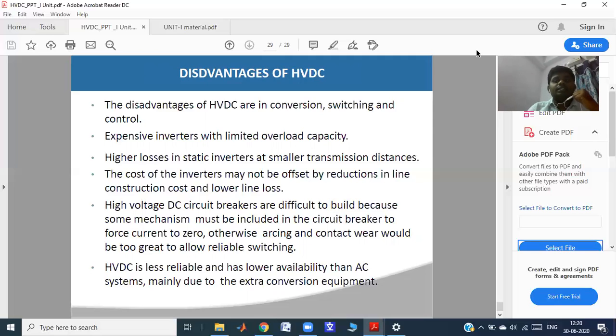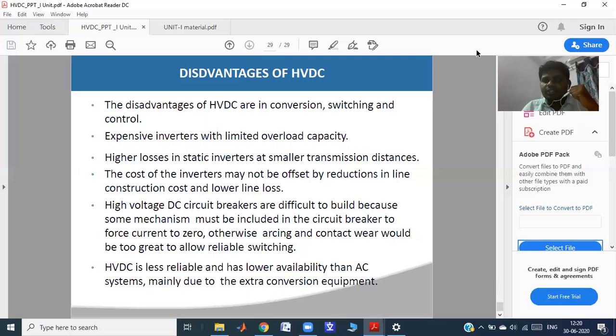And synchronous operation is not required. Why? Because in DC, synchronous operation is not required, whereas in AC, synchronous operation is required. So stability will be improved in DC lines.